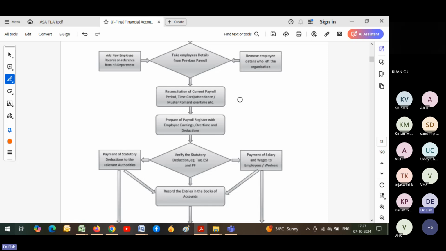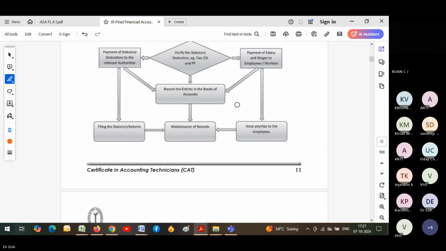And third, record the entry in the books of accounts, so that you complete the other process. Filing the statutory returns, issue pay slip to the employee. So this is the process of payroll.